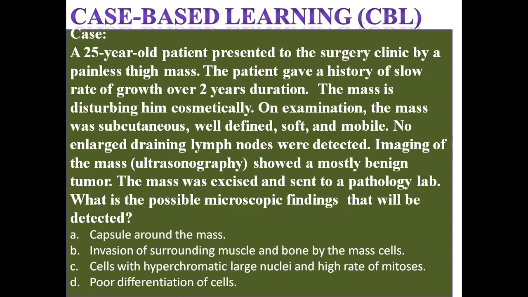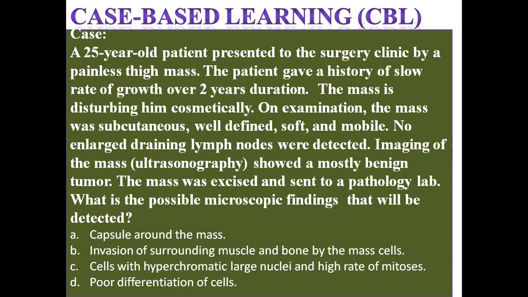C, cells with hyperchromatic large nuclei and high rate of mitosis. Can we find that in benign tumors? I think no. Cells of benign tumors under the microscope have no criteria of malignancy and have low rate of mitosis because they are slowly proliferating, while malignant tumors and locally malignant tumors have this description, the hyperchromatic large nuclei and high rate of mitosis.